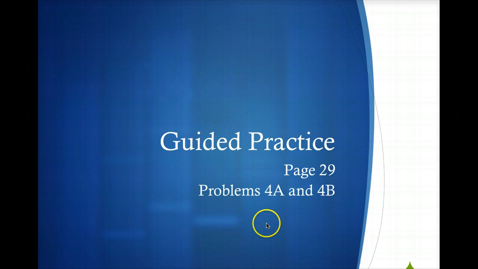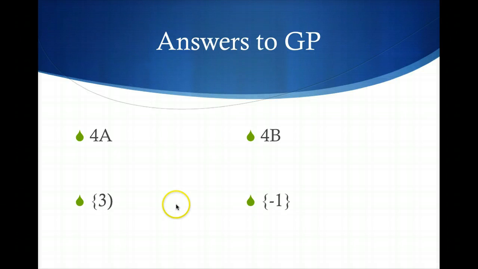Now I'd like for you to pause and do guided practice on page 29, 4A and 4B. Answers to the guided practice: 4A is the solution set 3, and 4B is the solution negative 1. Good job. Now you're ready for your assignment.